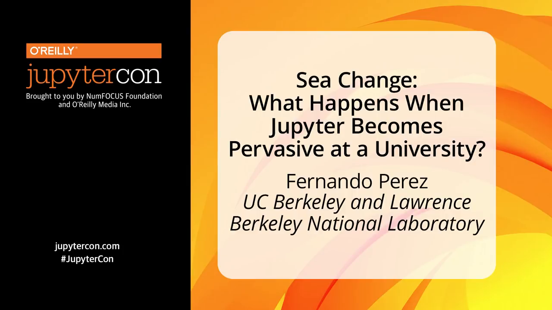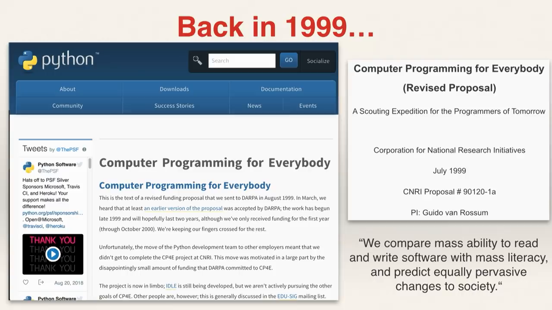I want to go back for a minute to 1999, when Guido Van Rossum, the creator of the Python programming language, submitted a grant proposal titled Computer Programming for Everybody. And in this grant proposal, he stated, we compare the mass ability to read and write software with mass literacy and predict equally pervasive changes across society.